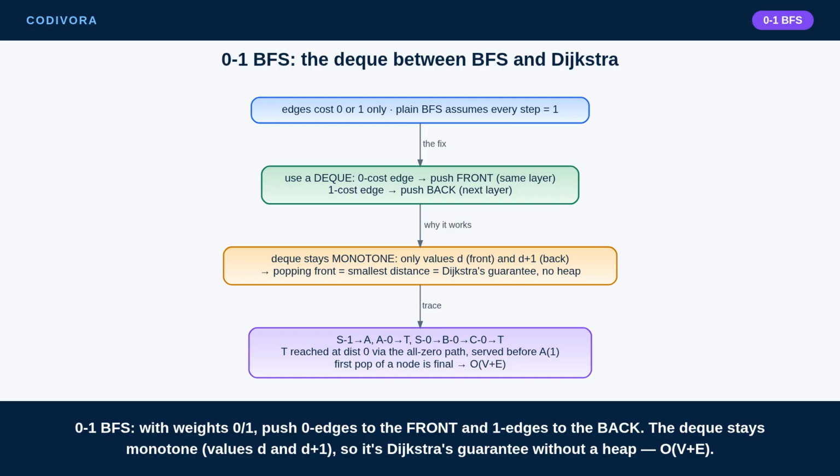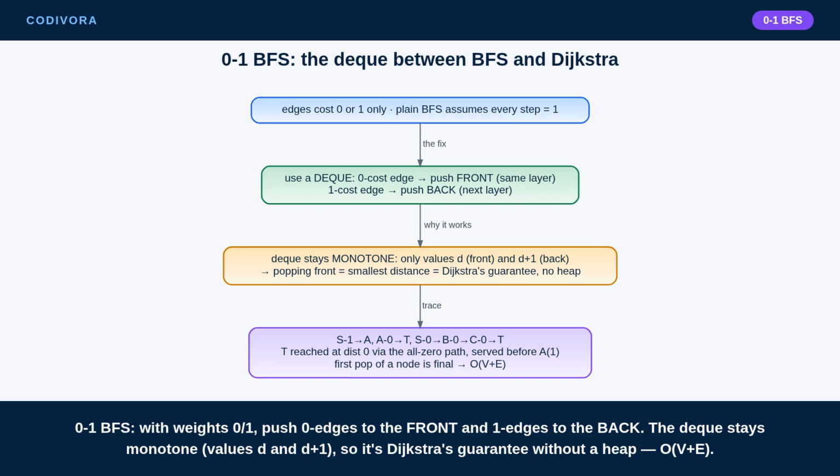This keeps the deque monotone. It only ever holds 2 distances, D at the front and D plus 1 at the back, so popping the front always gives the smallest distance. That is exactly Dijkstra's guarantee, but with a deque instead of a heap, because there are only 2 possible increments.